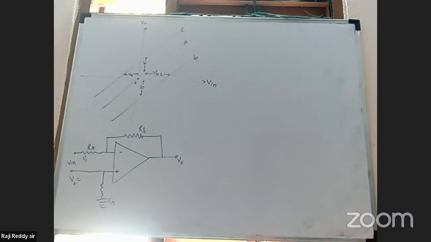Inverting input voltage V is equal to IR. I is the base current across the first terminal, IB1, and this one is IB2. V equals IR, where R is the base resistance, nothing but the input resistance. Same thing in the non-inverting input: V2 is equal to IB2 into RB.